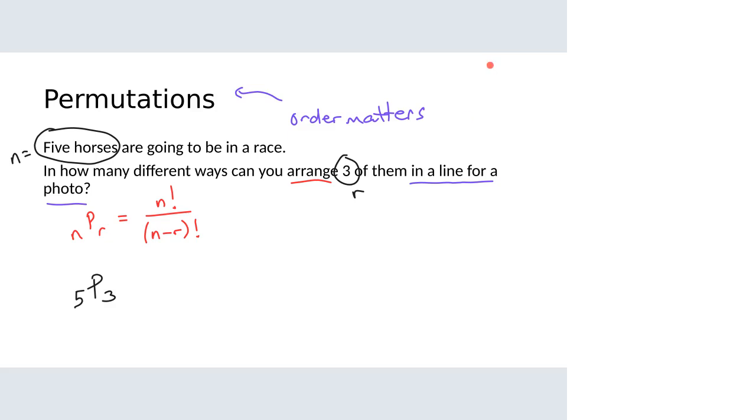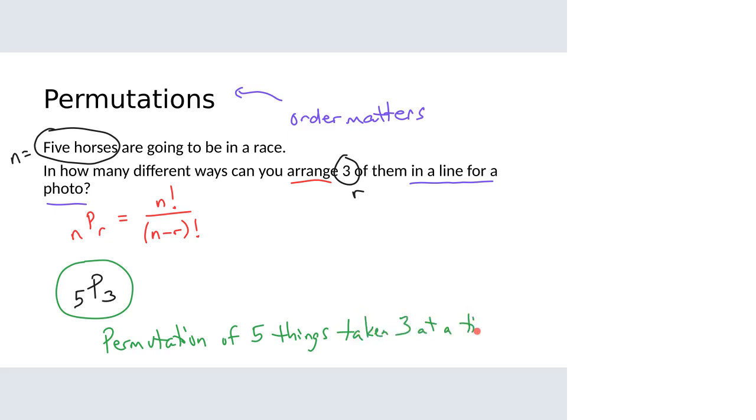A formal way to say this, and you could do this or choose not to: you could say 5P3, there's nothing wrong with that. The formal way to say that would be that this is a permutation of 5 things taken 3 at a time. That would be the formal way to say 5P3, because we have 5 total, but we're only using 3 of them for this particular picture.